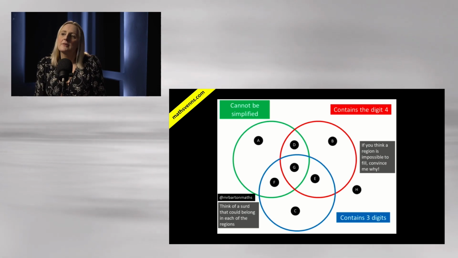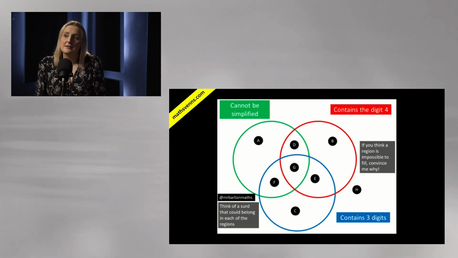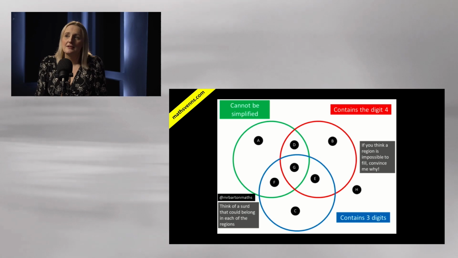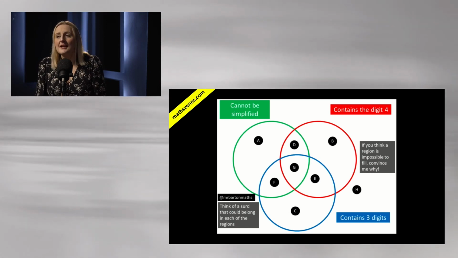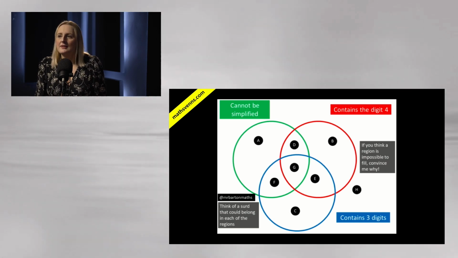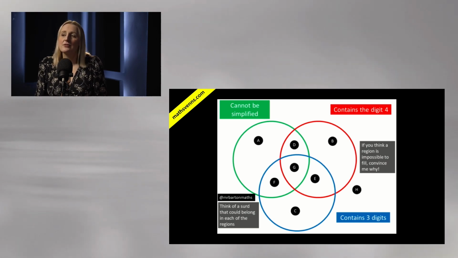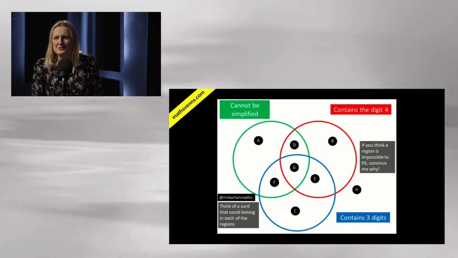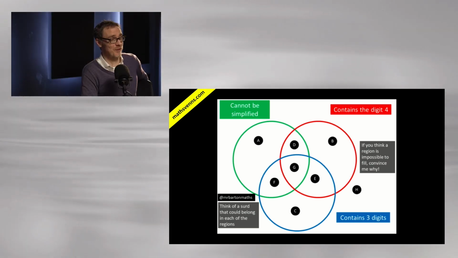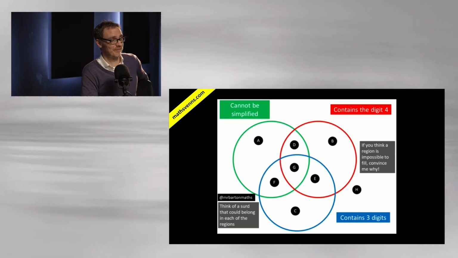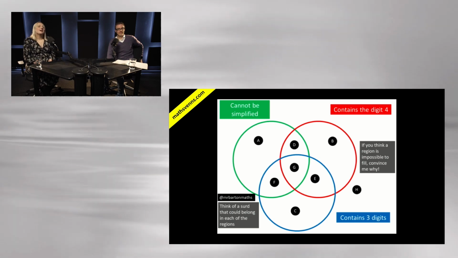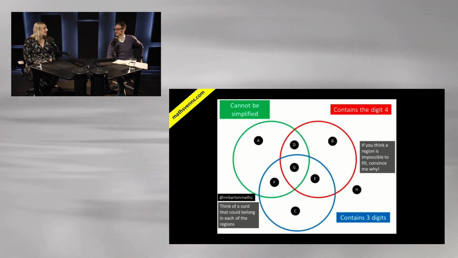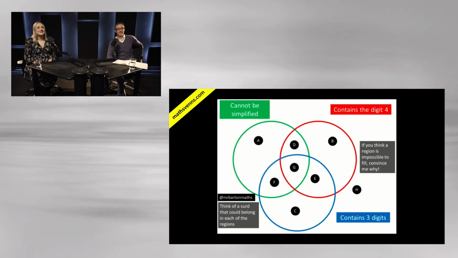So in the top left, we've got surds that can't be simplified. So we might have root 3 up there in A, but then we've got contains a digit 4. That's a good one. And then we've got contains 3 digits. Oh, that's hard. Yeah, it's a good one. Really nice. So anything that's not in the green circle is something that can be simplified. I'd love to have a go at this task. Loads of challenge in this.